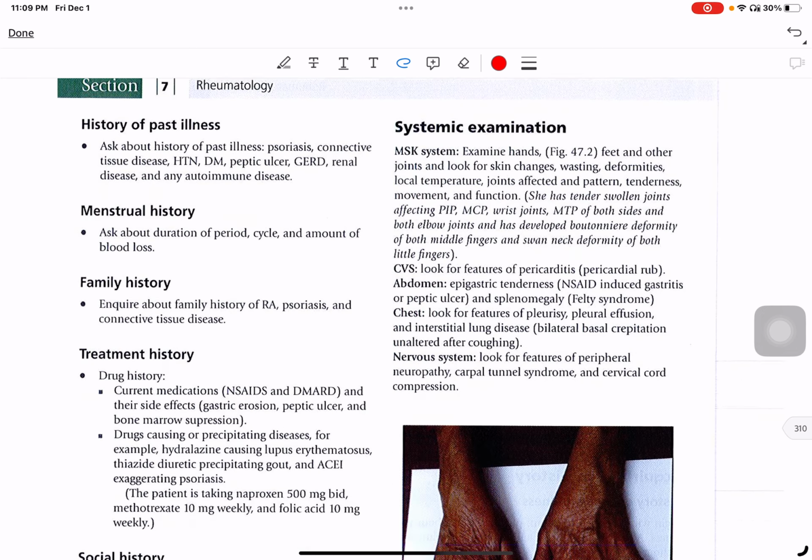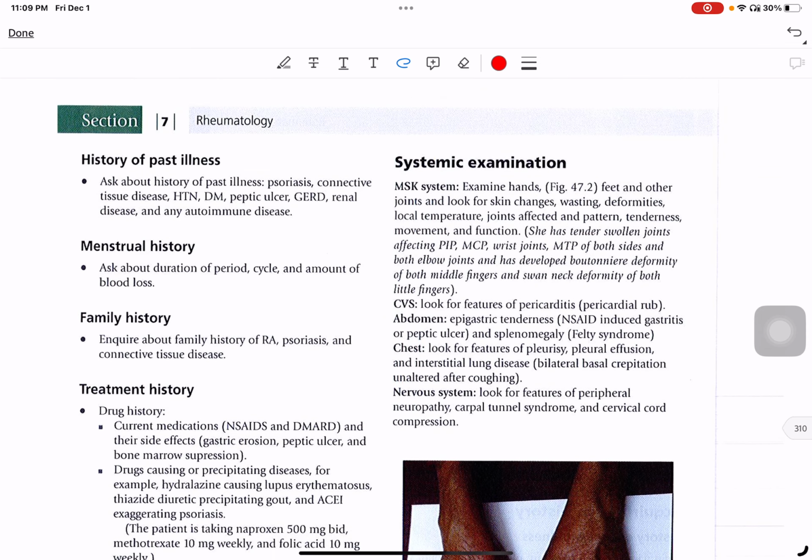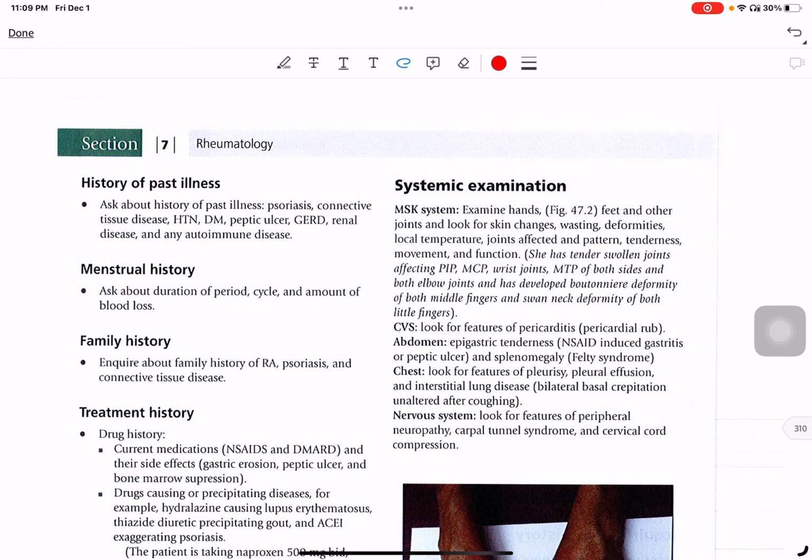So based on the presentation, we have to examine the patient. We have to examine all the joints of the patient. We have to check the hands, feet, skin changes, muscle wasting, deformity, tenderness. So which joints are affected? We have to check the cardiovascular system for pericarditis by pericardial rub, and do an abdominal examination. Is there any abdominal tenderness present or not? Is there any splenomegaly present or not, for Felty syndrome? We have to examine the chest for evidence of pleurisy, pleural effusion, or interstitial lung disease. We have to check the nervous system for peripheral neuropathy, carpal tunnel syndrome, or cervical cord compression.